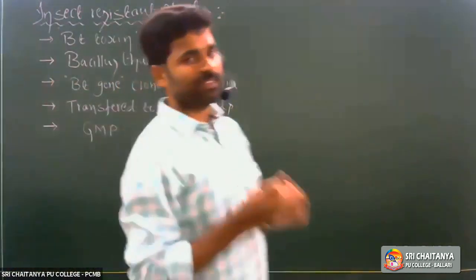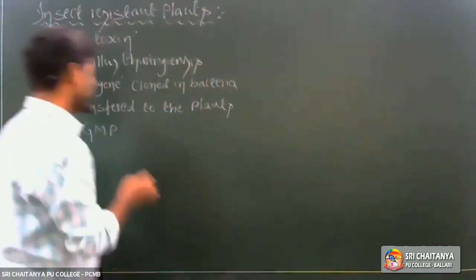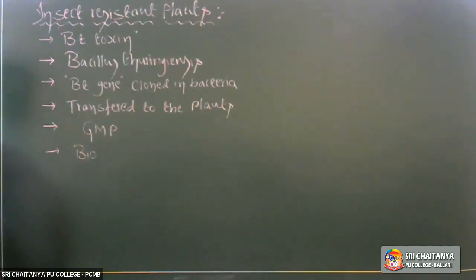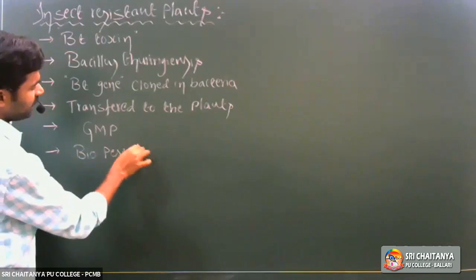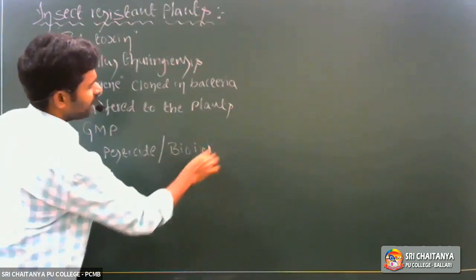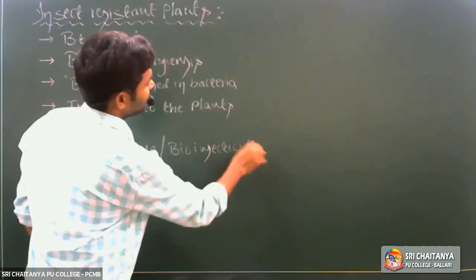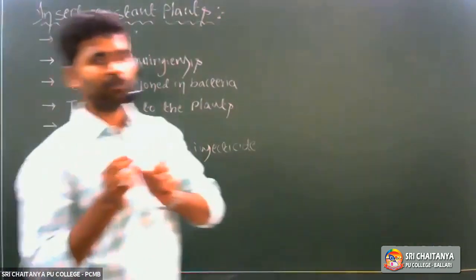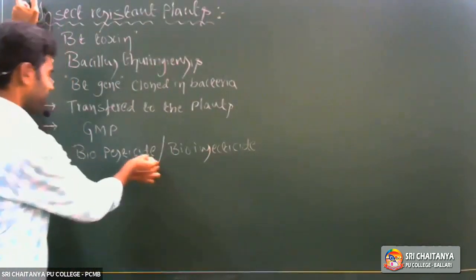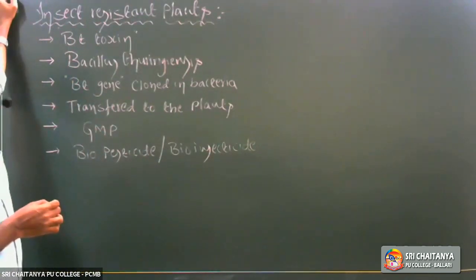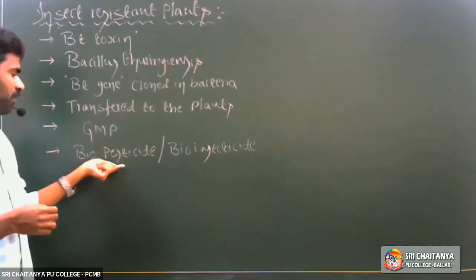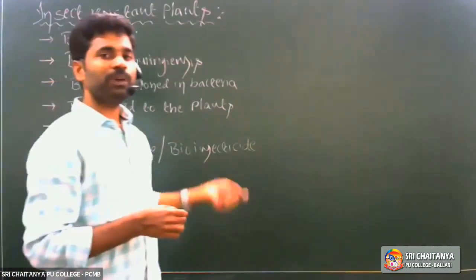That genetically modified plant acts as a biopesticide or bioinsecticide. What is the difference between pests and insects? All insects are considered as pests, but all pests are not considered as insects. So here the BT genetically modified plants act as biopesticides or bioinsecticides.